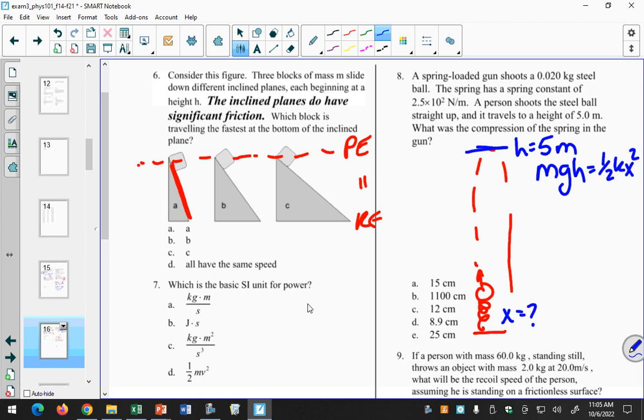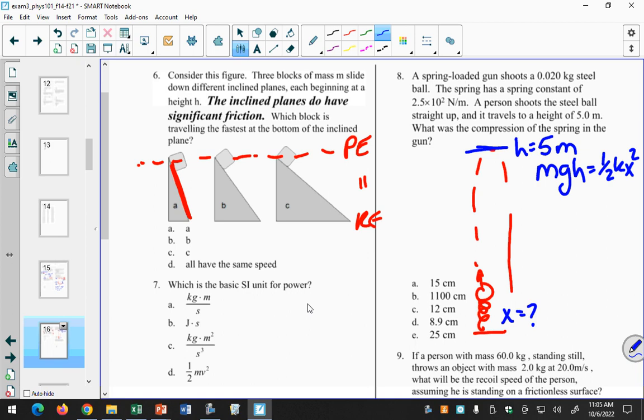So this is similar to the one that we wrote before, where we said 1/2 kx squared equals 1/2 mv squared, except all that energy is now going into gravitational potential energy. But the idea is the same. I'm just setting these two energies equal, and now I'm looking for x. So I solve that for x.